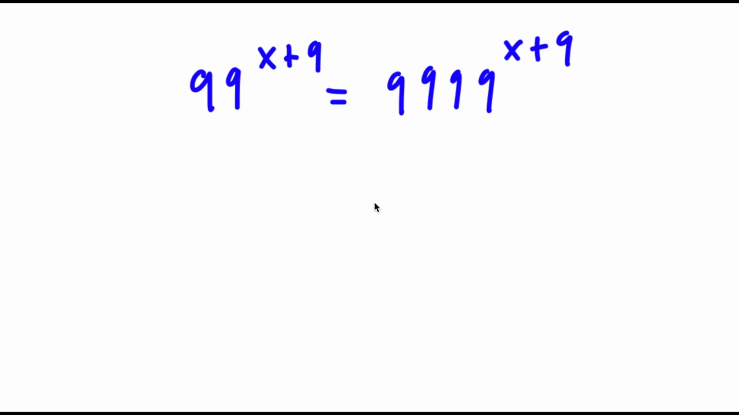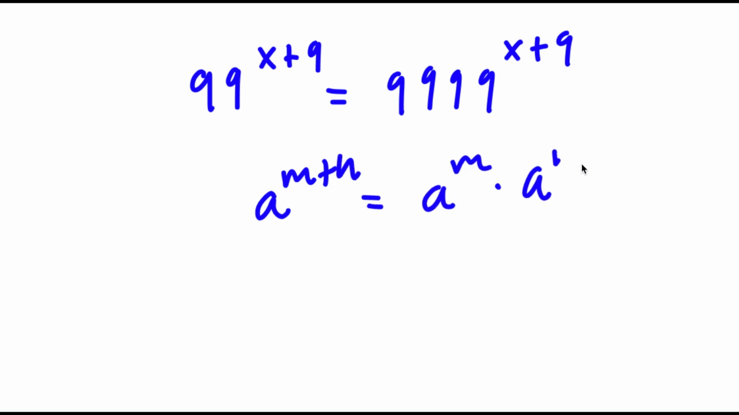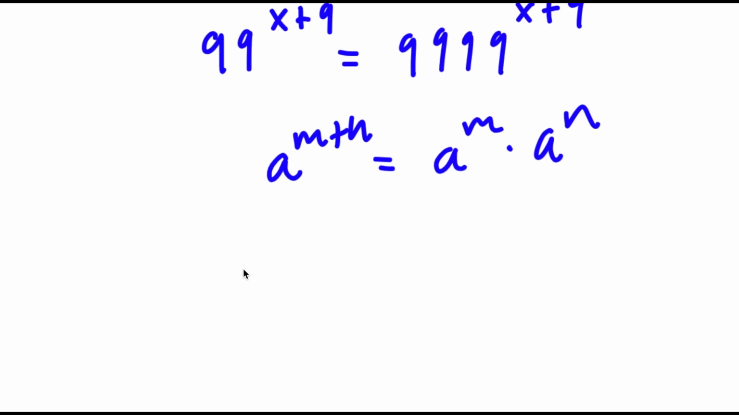Alright, so in this problem, I have 99 to the power of x plus 9 is equal to 9,999 to the power of x plus 9. So to solve this, I'm going to first start by using the property of exponents that says a to the power of m plus n is equal to a to the power of m times a to the power of n. So by using this property, 99 to the power of x plus 9 is going to equal 99 to the power of x times 99 to the power of 9.